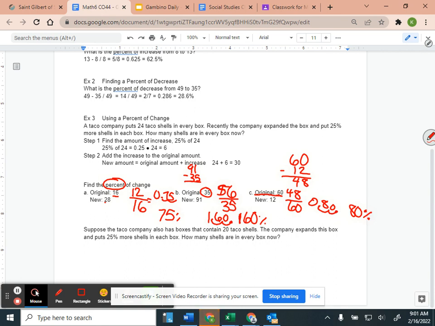How are we feeling about it? You find the difference, divide it by the original, and then change the decimal into a percent.